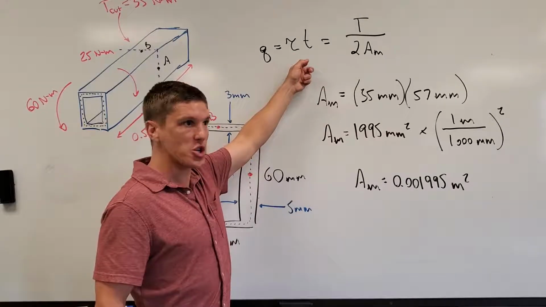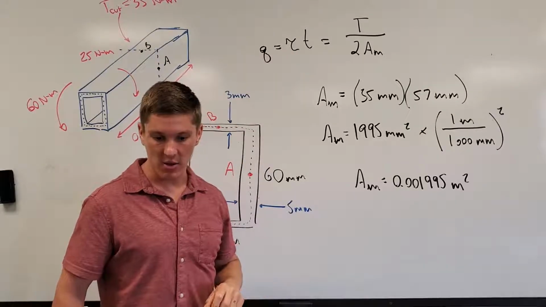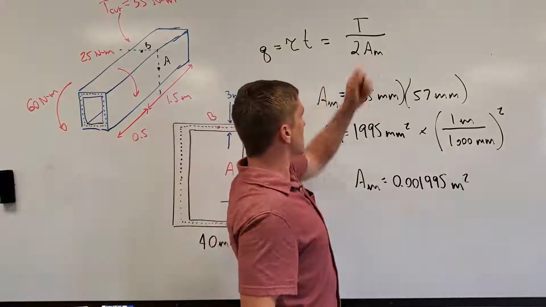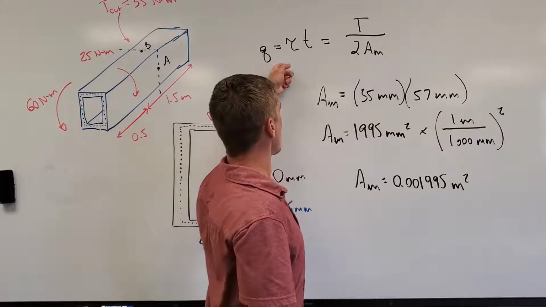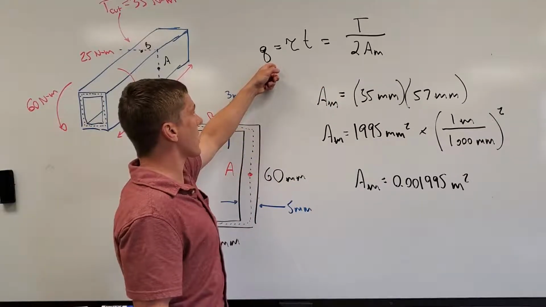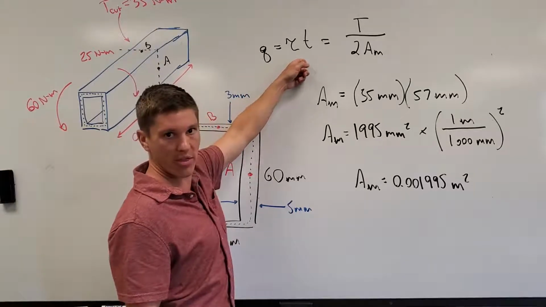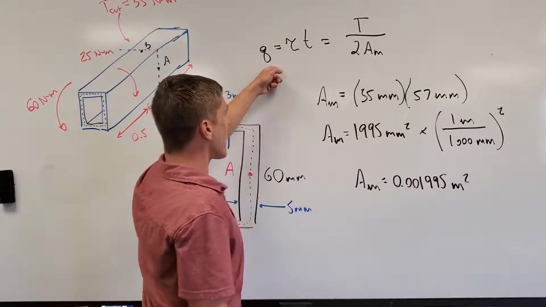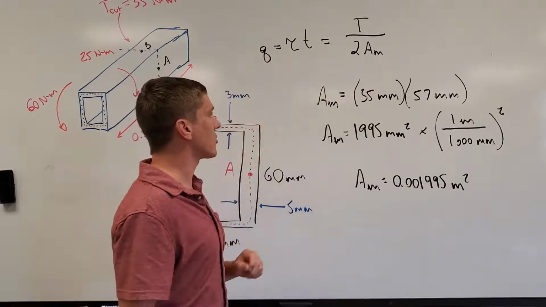So now that we know what our mean area is, we can go back to our shear flow equations, and we can start solving for our shear stress. First, we're going to use this second value for shear flow to solve for the value of shear flow. Once we know the constant shear flow, we can divide it by the wall thickness to find our shear stress. So this was our big overall equation, and we're going to show you how you use this in 2 steps to get to your shear stress.